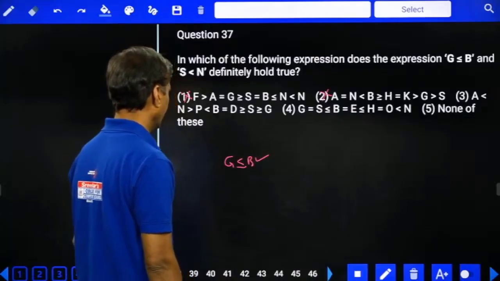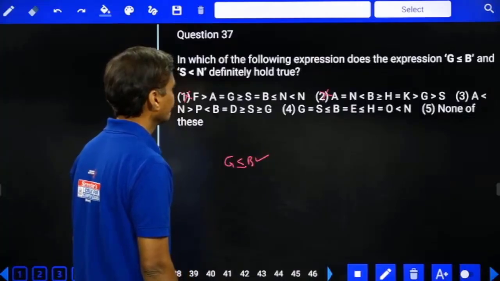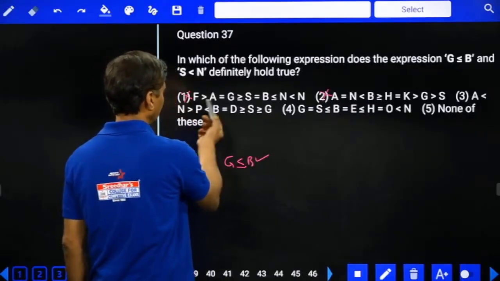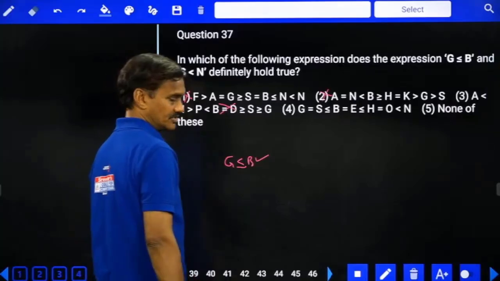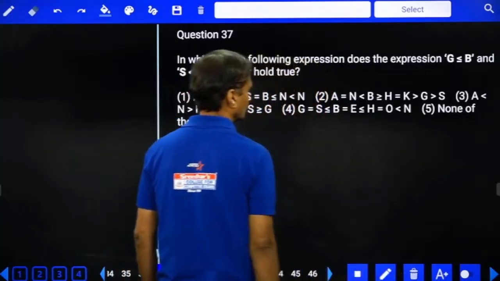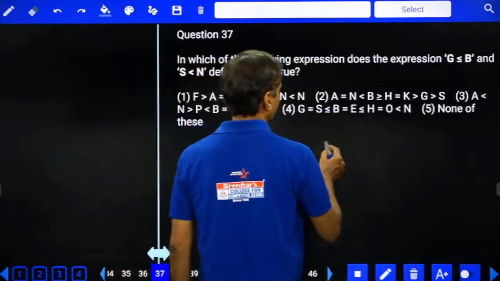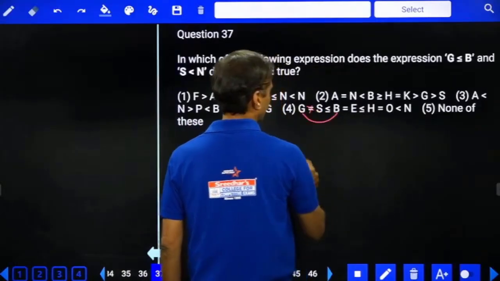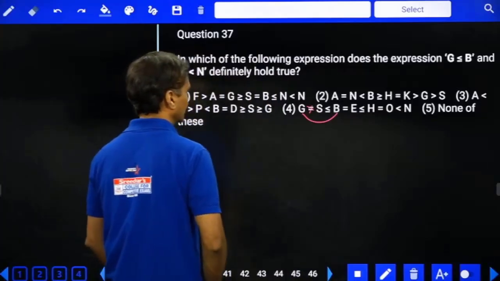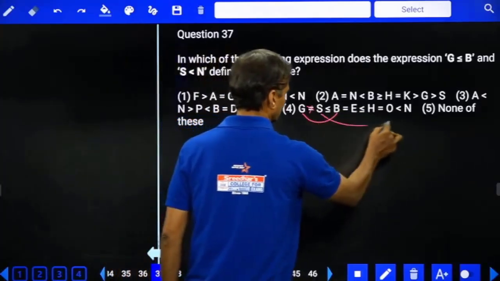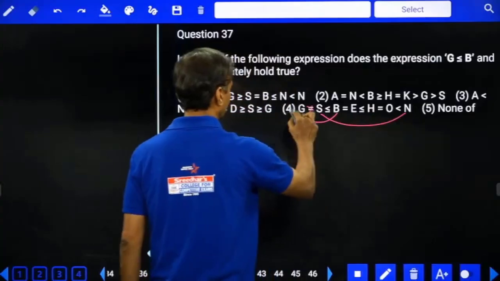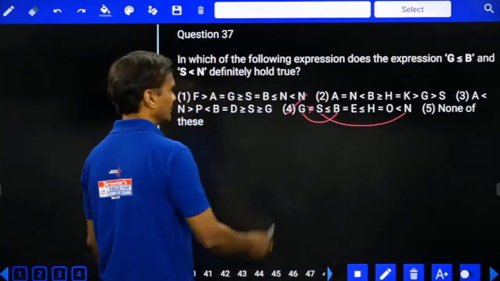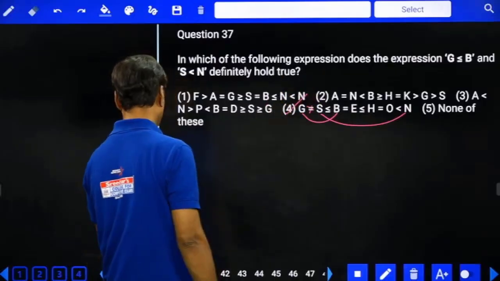And at the same time, what is the other thing we have? Next the S lesser than N. Now between N and S, the symbols are opposite, so there is no relation. Choice 3 is also ruled out. Then coming to choice 4, now between G and B, G is here, B is here. G lesser than or equals to B, definitely true. Then S and N, S is here, N is from S to N. Then S lesser than N is also true. Hence, choice 4 is definitely true. From choice 4, we can definitely conclude these two, definitely true.